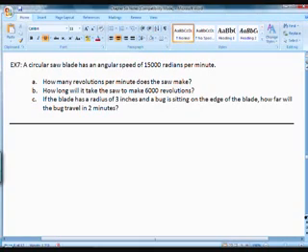Be careful, that's an angular speed. That's not RPMs. That's what the first question asks us. How many revolutions per minute does it make? It travels at 15,000 radians per minute. How are you going to find the RPMs?